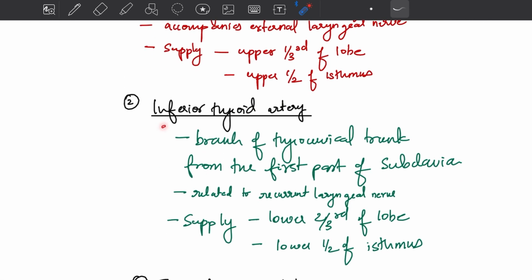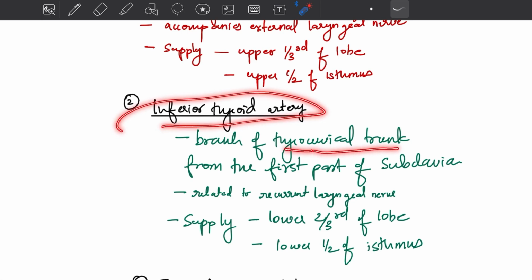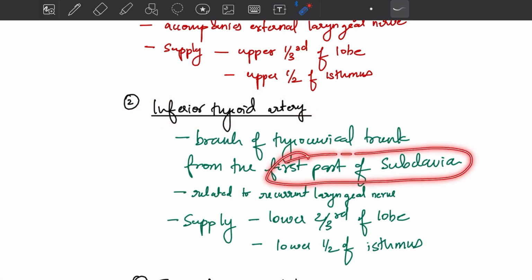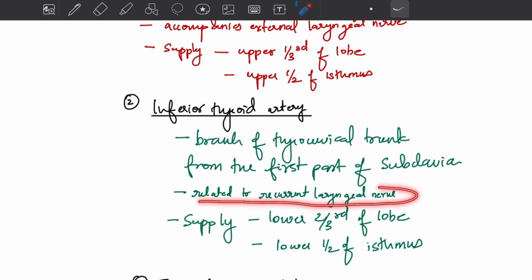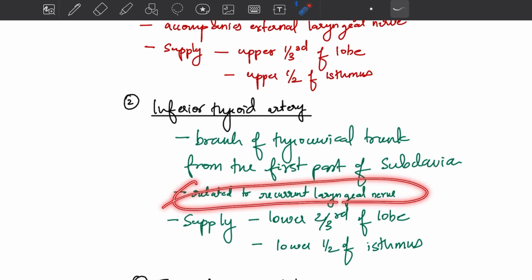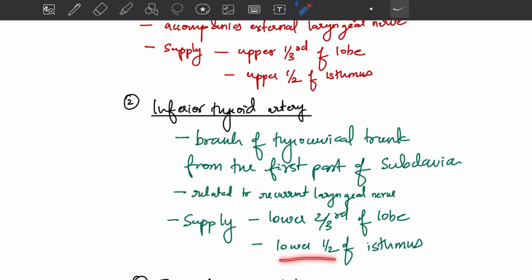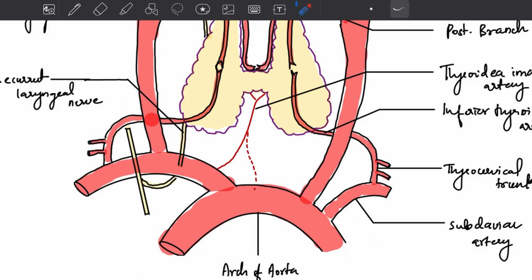When we talk about the inferior thyroid artery, it is a branch of the thyrocervical trunk coming from the first part of the subclavian artery. It is related to the recurrent laryngeal nerve, and it supplies the lower two thirds of the lobe and almost half of the isthmus.